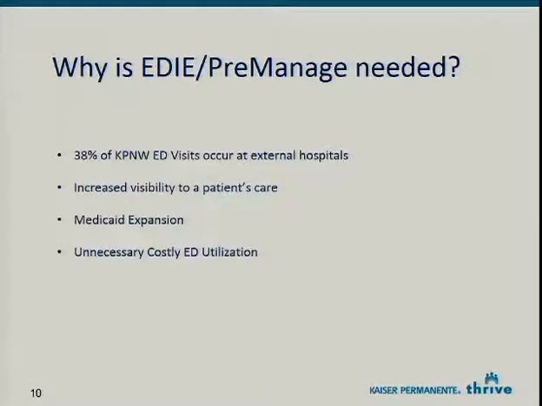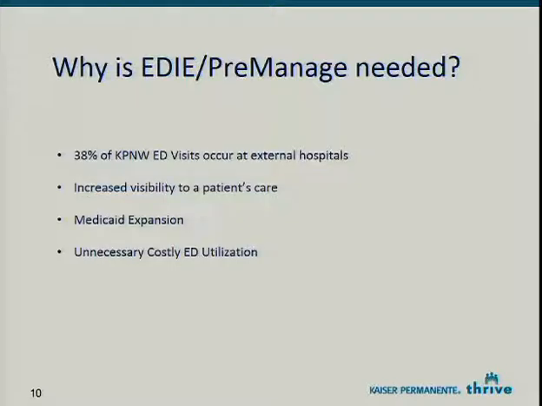Why is this important? For our organization, 38% of our ED utilization occurs at non-Kaiser hospitals, so they're outside of our core hospitals in our service area. And this allows increased visibility to the fact that one of our members is in an ED, and that's typically a trigger point for care coordination needs.